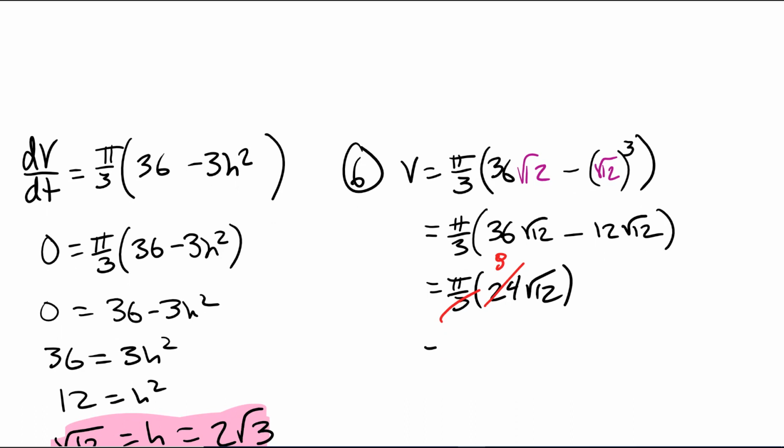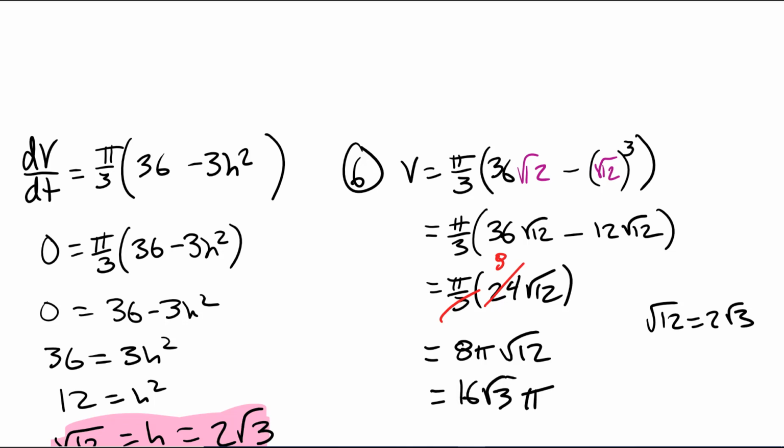So we're going to get something like 8 pi root 12, but we can take that root 12 down and we can break that. Isn't root 12 equal to 2 root 3? Yeah, it is. So what are we going to get? 16 root 3 times pi. Now that's cool. We wrote down a number.